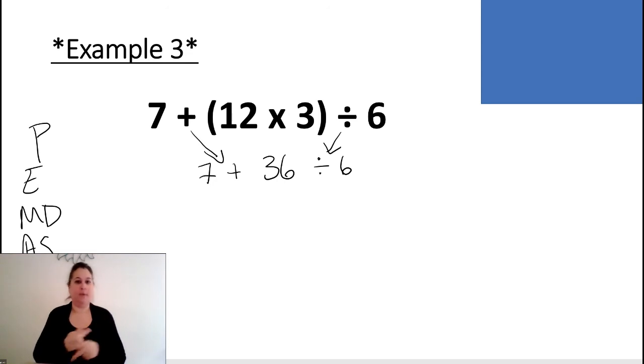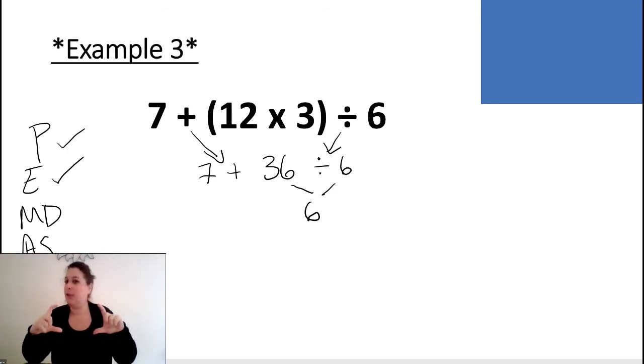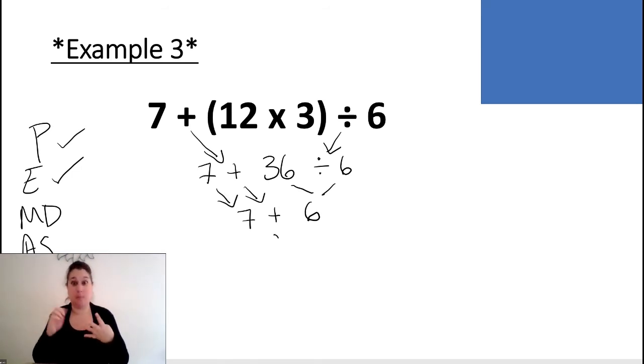Now at this point, I'm going to start back at the top. Do I see any parentheses? Nope. Do I see any exponents? Nope. Any multiplication or division? Yes, I see division. 36 divided by 6. So I've got to do that first. So that's 6. Bring everything else down. And I'm left with 7 plus 6. Going back to the beginning, do I see any parentheses? Nope. Any exponents? Nope. Any multiplication or division? Nope. Any addition or subtraction? Yes, addition. So I can add 7 plus 6, which is 13.